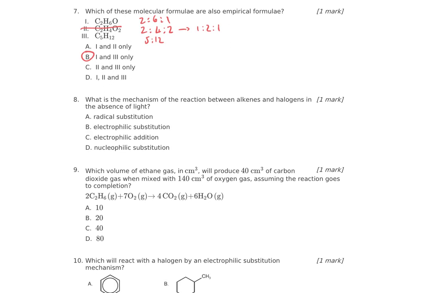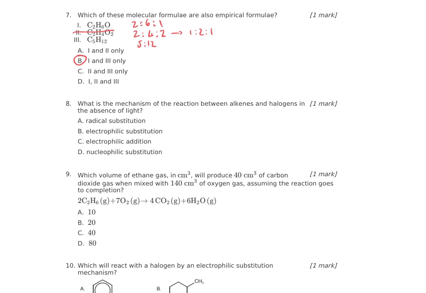What is the mechanism for the reaction between alkenes and halogens in the absence of light? So remember, alkenes are your double bond. And halogens, so that's your group 17 or group 7 from our GCSE. In the absence of light, so this means we don't have UV light to break that bond. Okay, so this is going to be an addition reaction. So group 17, remember, they usually exist as diatomic molecules, so Br2, Cl2, F2, etc. Okay, so it's going to be electrophilic addition.